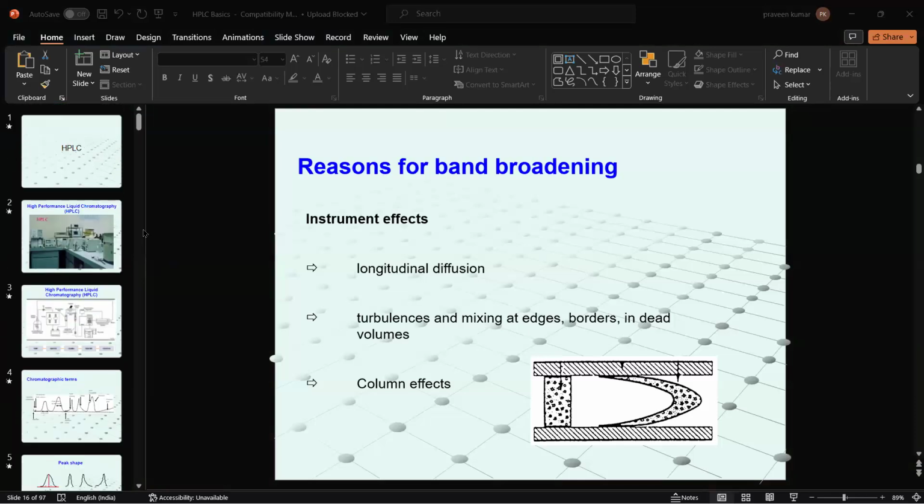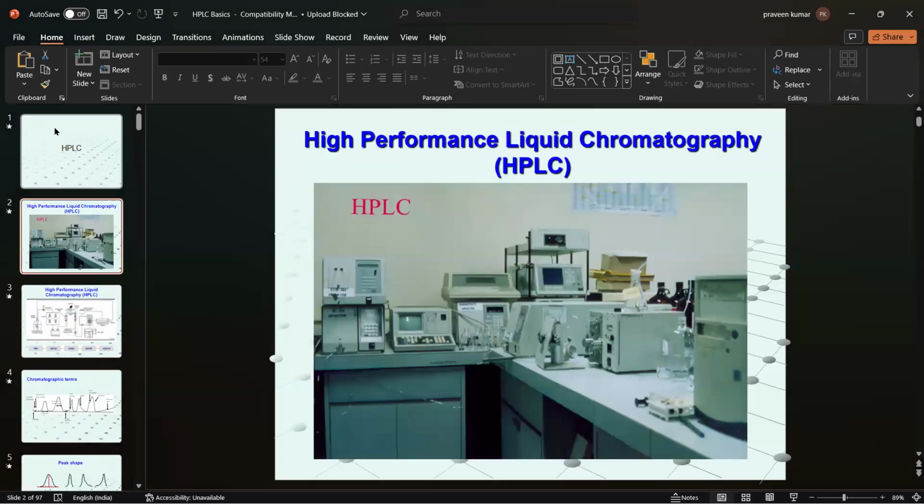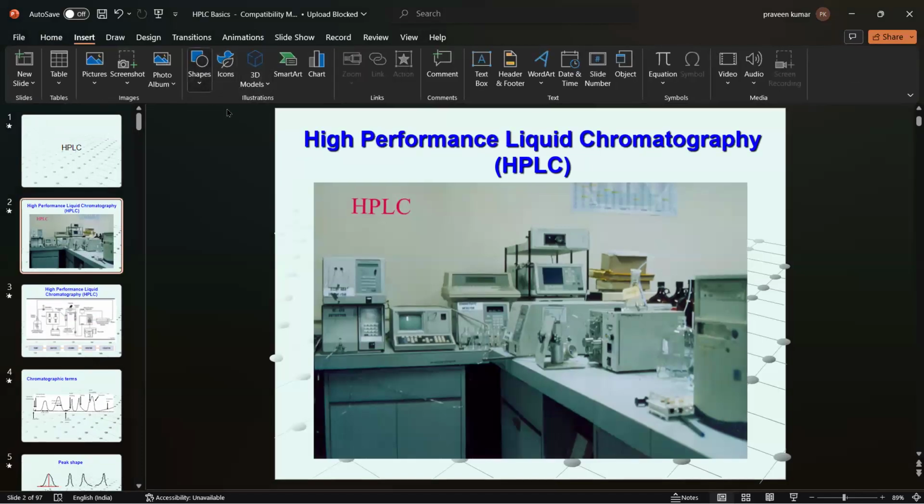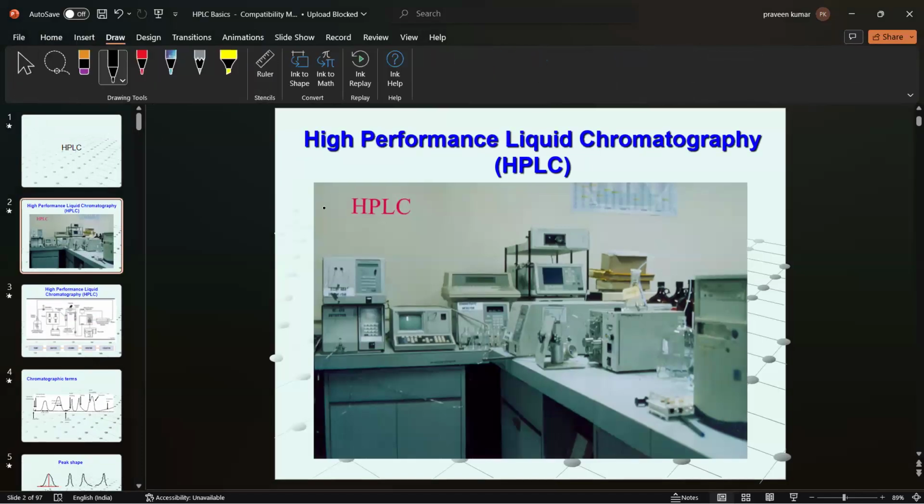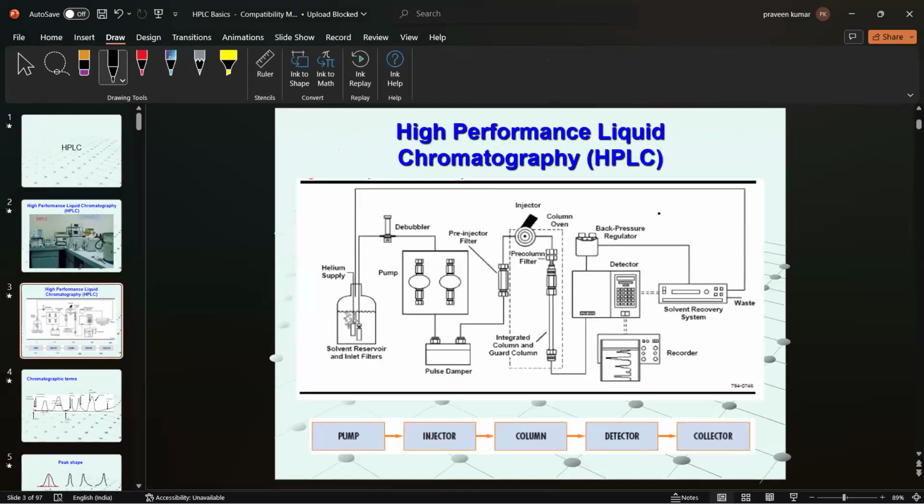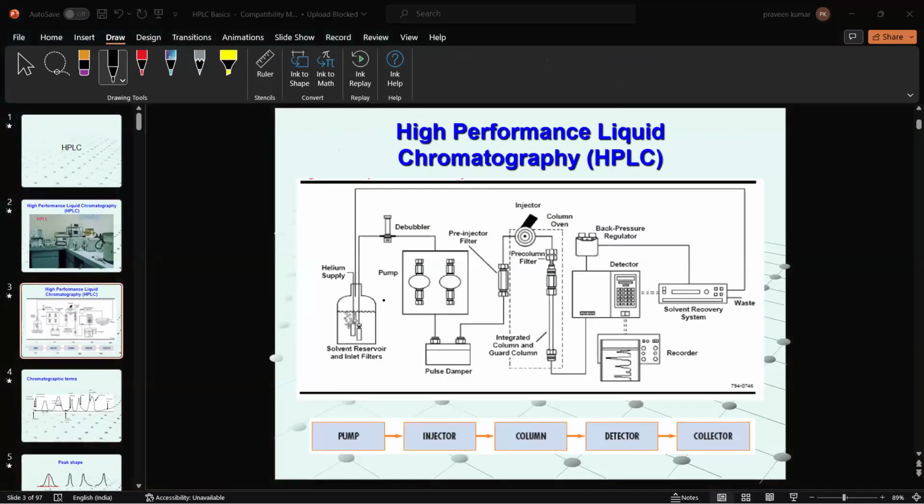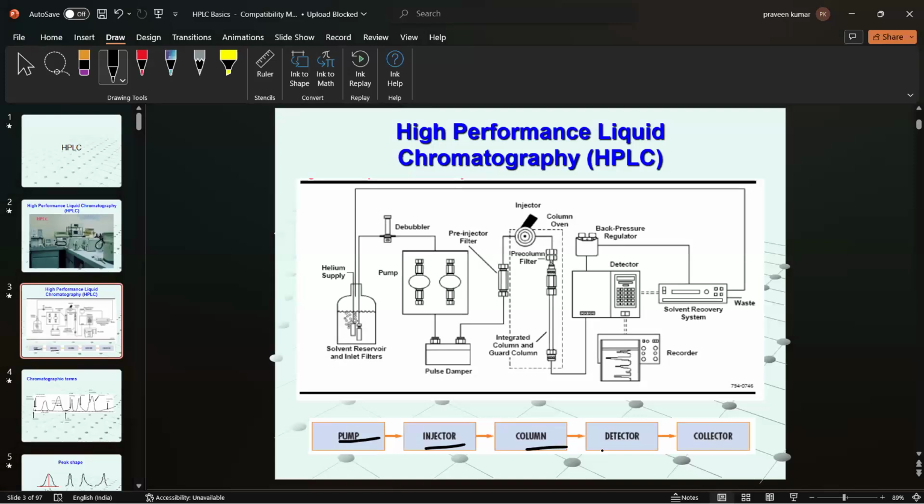Yes, sir. So basically, this is how an HPLC equipment looks. In the bottles, we fill the mobile phases, and through the pipes it enters into the HPLC column. So this is basically how the HPLC looks. It consists of a pump, the injector, column, detector, and the collector.